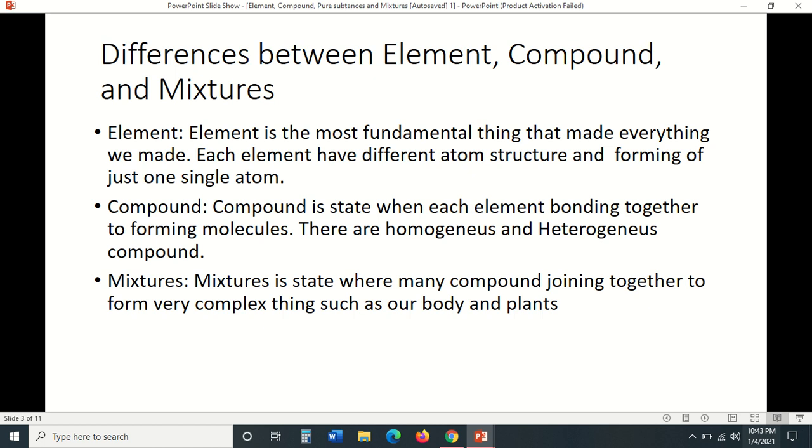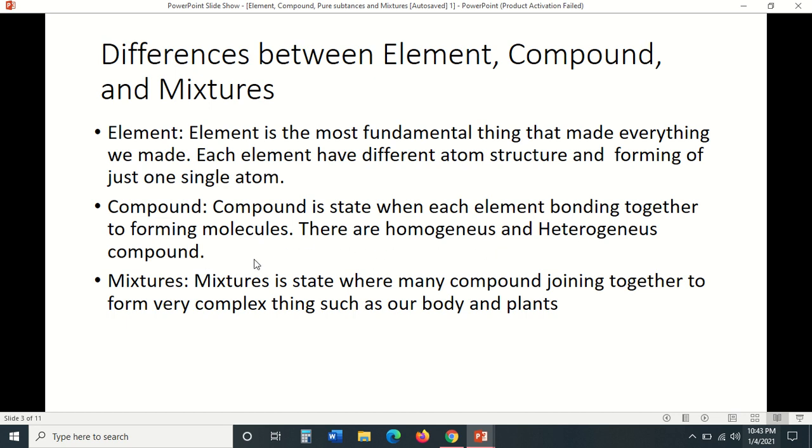And then there is compound. A compound is the state when elements bond together to form molecules. There are homogeneous and heterogeneous compounds. But what are homogeneous and heterogeneous compounds? A compound is when there are two or more elements bonding together to form molecules. It is not just two, it can be three, it can be four. And then there are homogeneous and heterogeneous compounds.